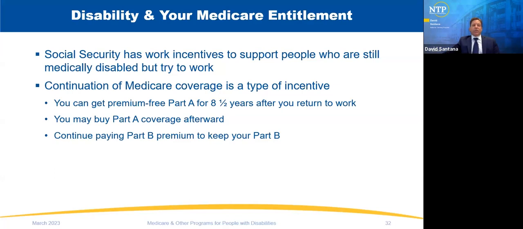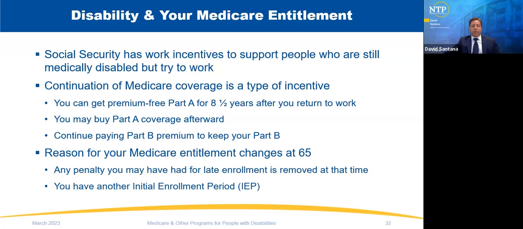Now, with regards to disability and Medicare entitlement, it's something we didn't cover during the first part of the presentation: an individual who is considered disabled may go back to work. Social Security has many programs to train individuals and help them go back to work, and if they do, there are many incentives provided. One of them is to keep premium-free Medicare Part A for the next 8.5 years.